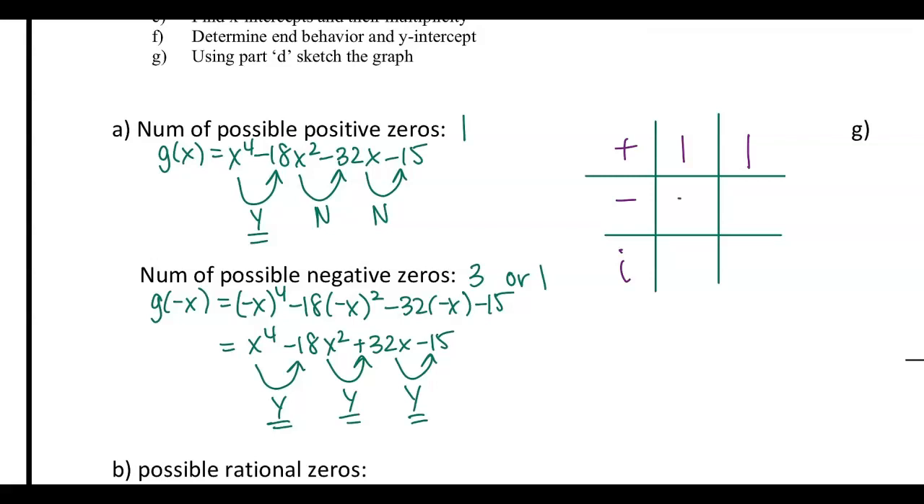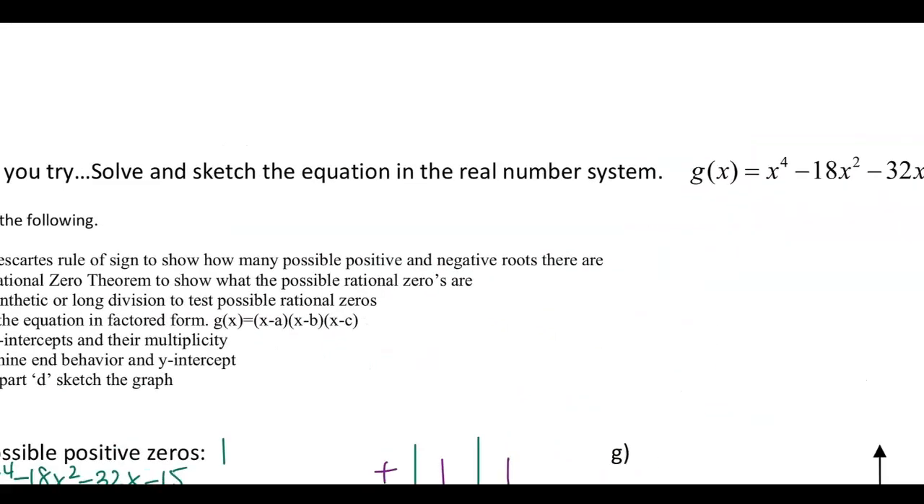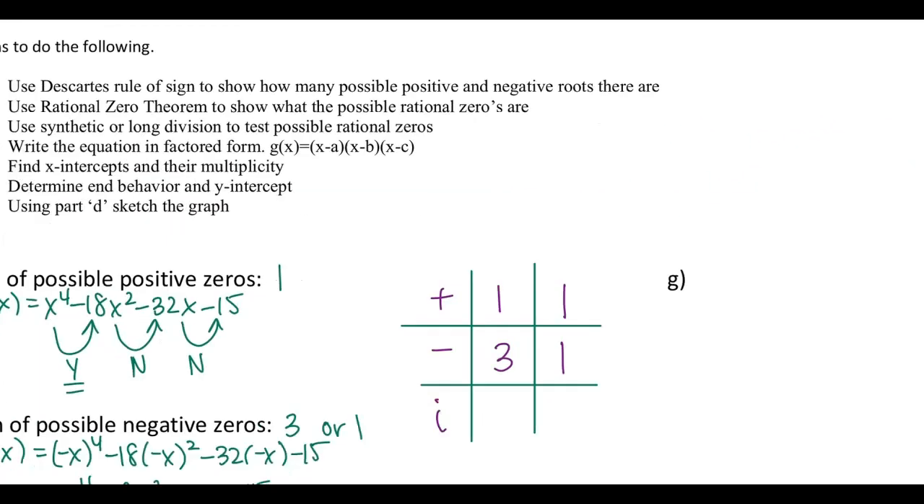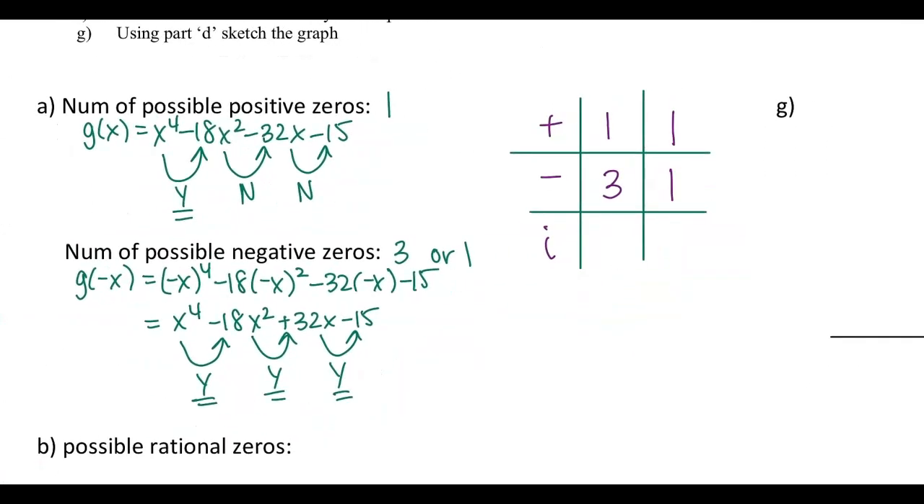For negative, we said we could have 3 or 1. And remember, at the very top of the page, what was the degree for this polynomial? 4. So I need to have 4 possible solutions. So far in this first column, I do have 4 possible solutions. So we're going to put 0 imaginary if that was the case. For the last one, though, how many imaginary would you need?